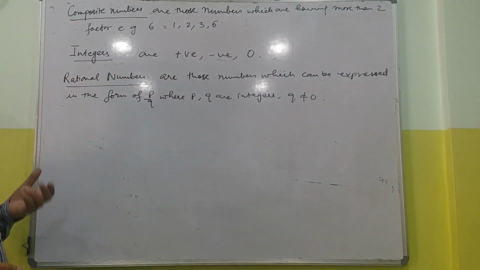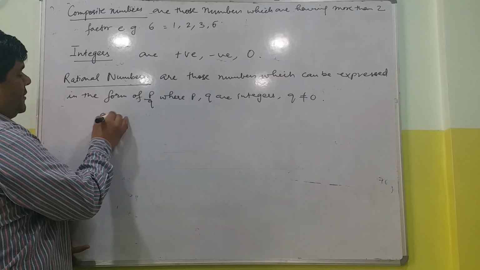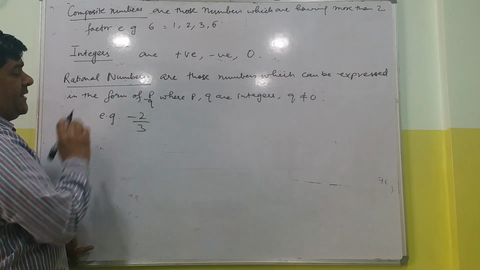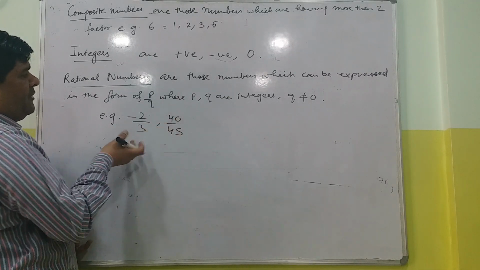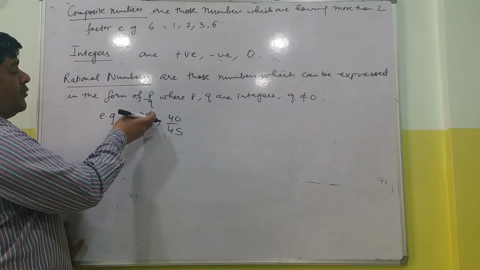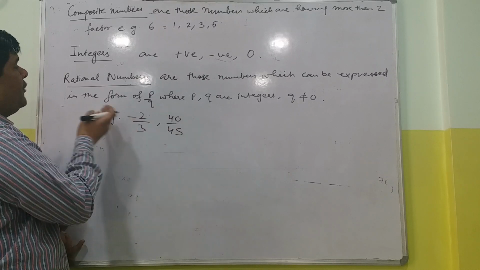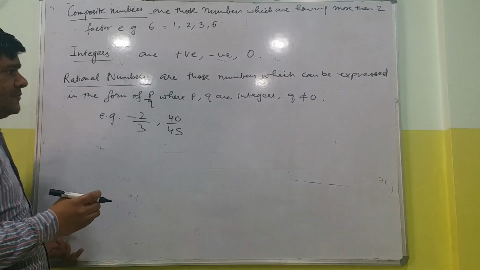So rational number can be anything. It can be a fraction, it can be any negative integer, ratio of two negative integers, two positive integers. 40 upon 45 is also a rational number. So here both numerator and denominator should be integers. So ratio of two integers, whether negative or positive, that is called rational number.